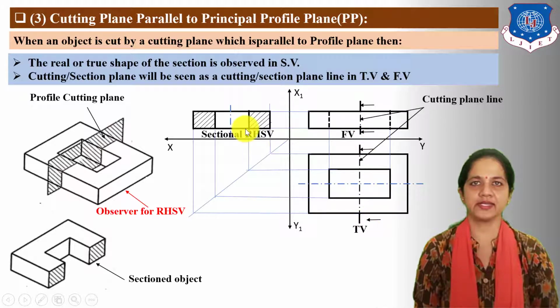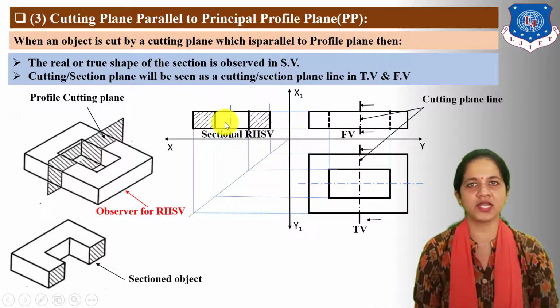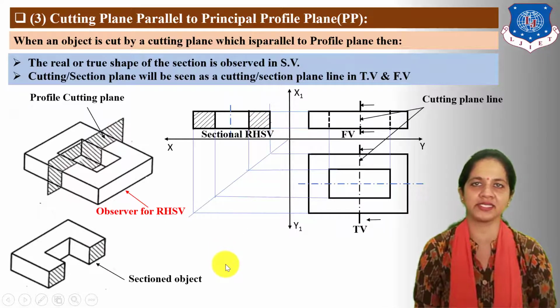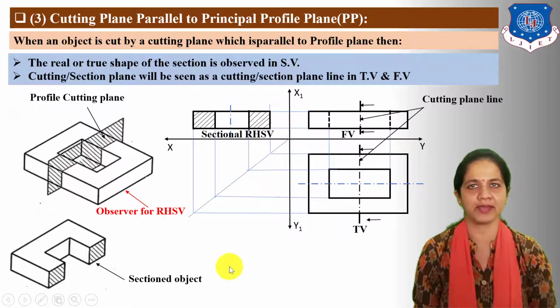In the sectional right hand side view, the hidden line of this rectangle slot has become visible after taking section, and these two surfaces are cut by this cutting plane or touching the surface of the object. So here we need to draw section or hatching lines at a 45-degree angle, and the distance between two section or hatching lines is 2 to 3 mm.